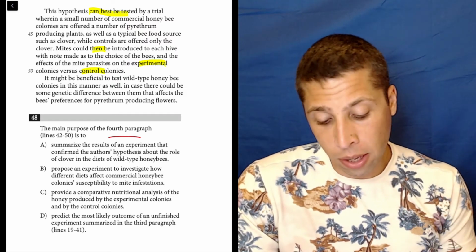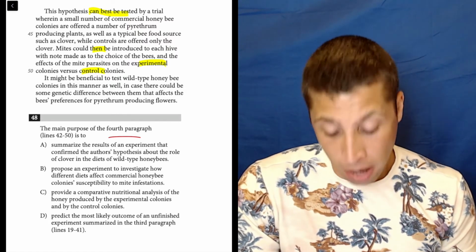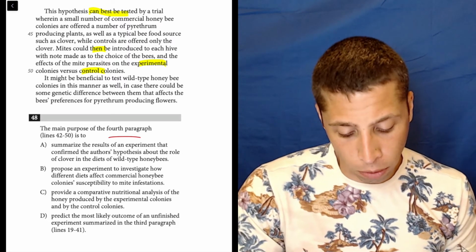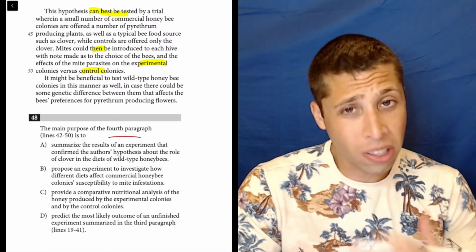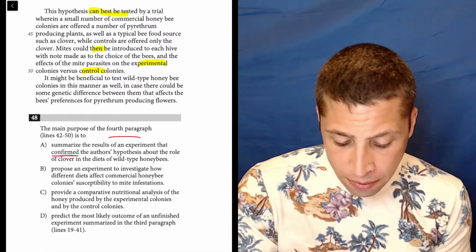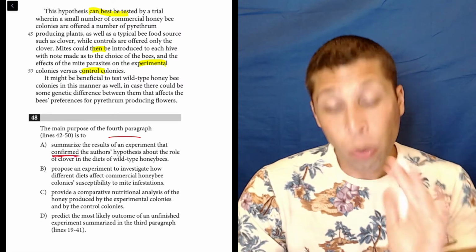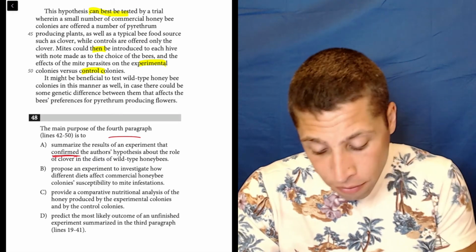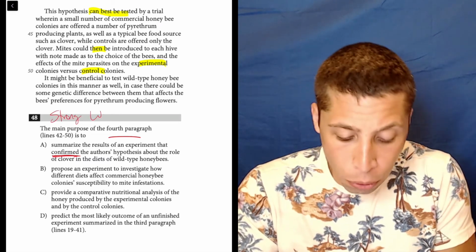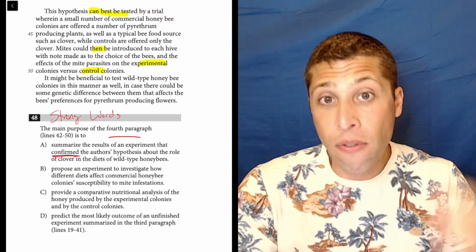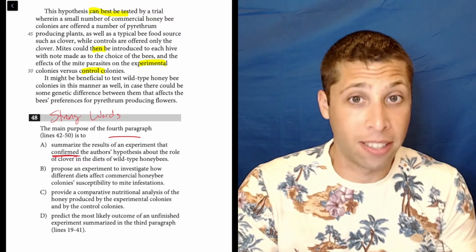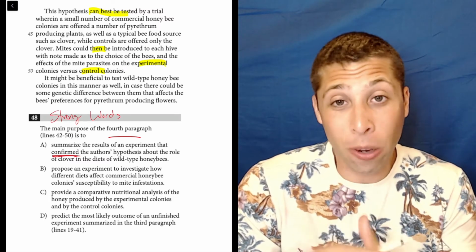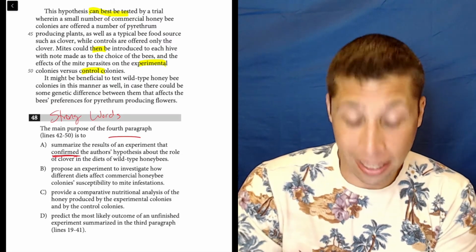What's the purpose of this? Well, it sounds like they're talking about an experiment, right? So A, summarize the results of an experiment that confirmed the author's hypothesis about the role of clover in the diets of wild-type honeybees. Well, there's a lot of problems with this choice. First and foremost, even if you had never given me the lines, that word confirmed would have scared the heck out of me, okay? I know from experience that that's a very strong word. Proof, confirmation, those things are very difficult to come by on the SAT. And so that word would bother me no matter where I saw it. Like, it's not always wrong, but high probability that's going to be a problem.